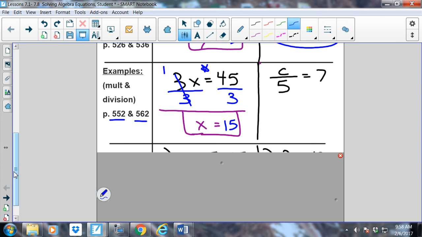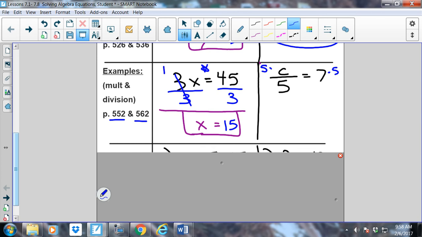Okay. Division. So this is c divided by 5 equals 7. This is the one that most people have trouble with, but just follow the procedures and you'll be fine. What's the relationship between c and 5? What's the operation on this side? Division. What's the opposite of division? Multiplication. So we're going to multiply 5 times both sides of the equation. Got to keep things balanced. You've got to do it on both sides.